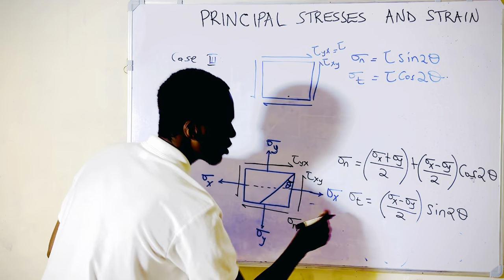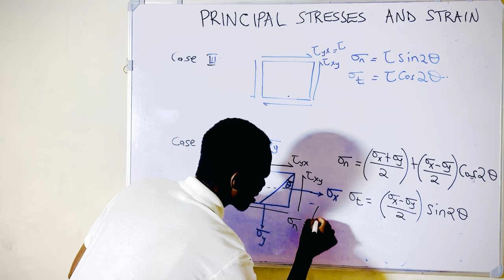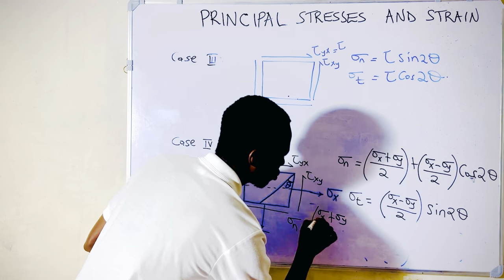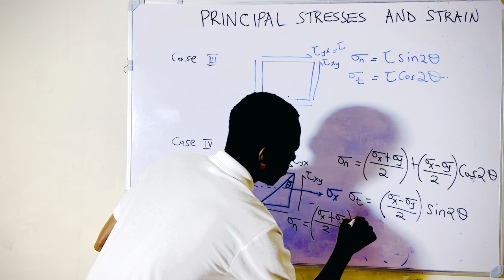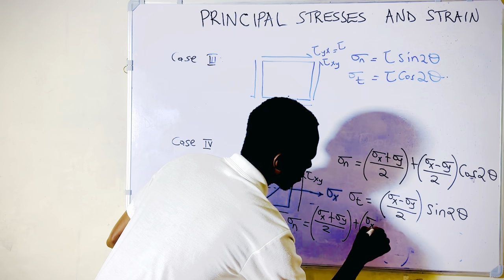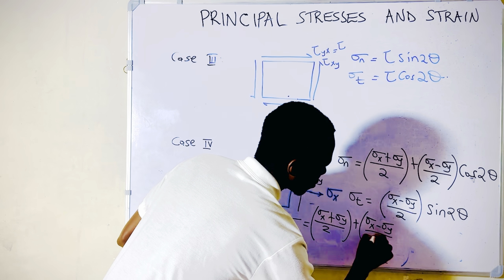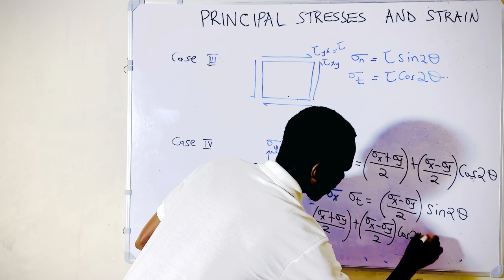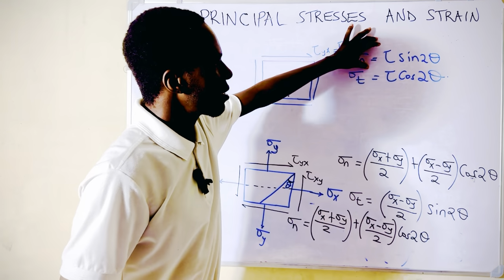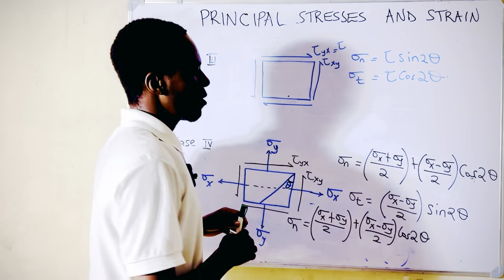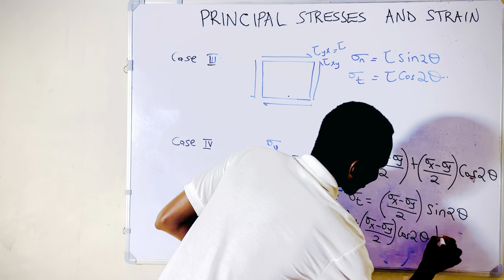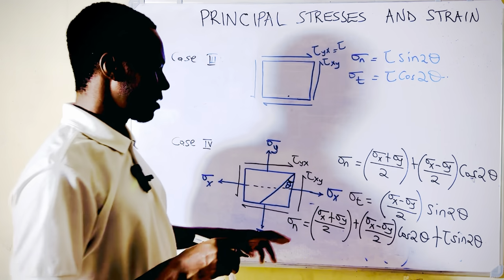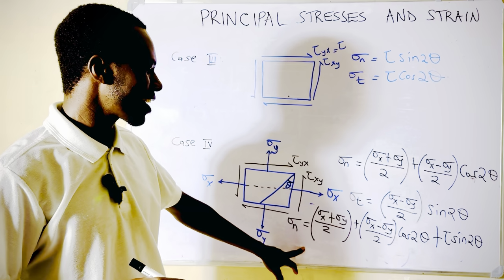Okay? It's going to be the whole of this, which is sigma x plus sigma y by 2, then plus sigma x minus sigma y by 2, then cos of 2 theta. Now you bring the one due to shear here, which is going to be plus tau sine of 2 theta. This is the fourth case. So take note of that.